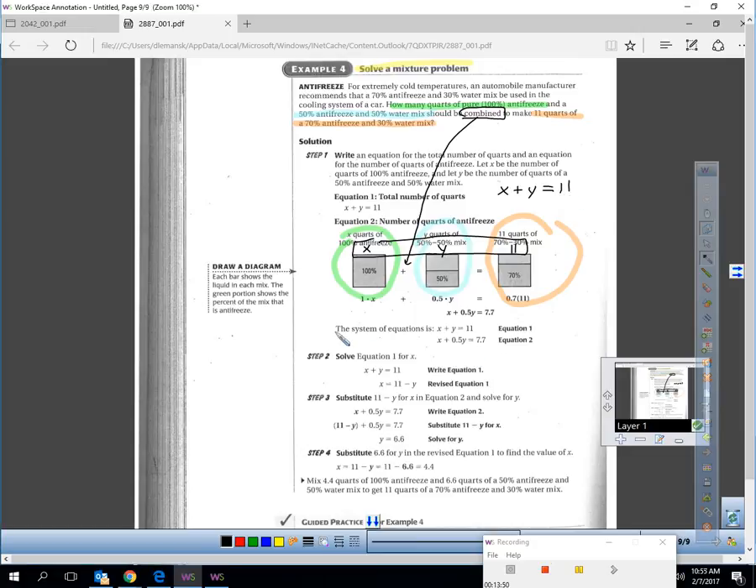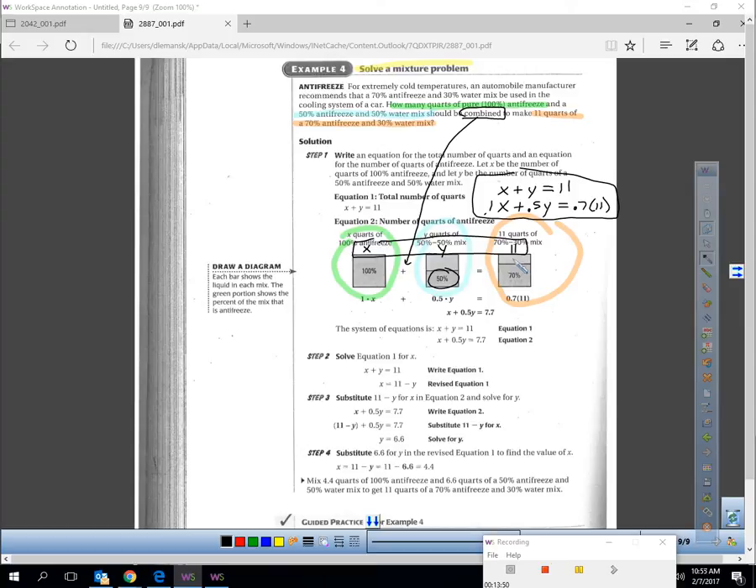Okay, now your second equation is an acid equation. Or I guess antifreeze, I ought to say. We're doing antifreeze problems. The first container is 100% antifreeze, so I would put 1x because 100% of this is antifreeze. Plus, this container is 50% antifreeze, so I'll put 0.5y should equal this container, which is 70% antifreeze. So 0.7 of the 11 quarts is antifreeze. There's your two equations. So all you have to do is solve the system.